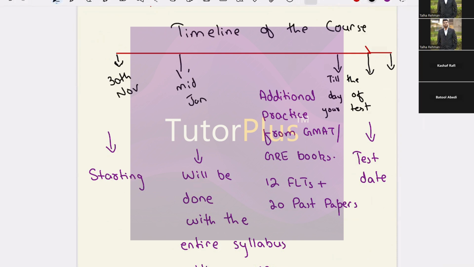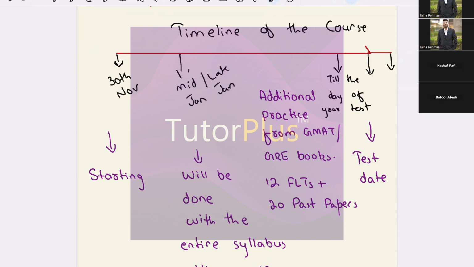Because the timeline that we're going to be following for our course is that we're starting off from 30th of November. We'll be getting done with everything by mid of Jan. And then starting from mid Jan, could be late Jan as well, but we'll be spending the entire February. We are going to have almost 9 days there in February, and another we would get done by, let's just say, 25th of January. So we'll be spending the rest of the time doing the full length test.